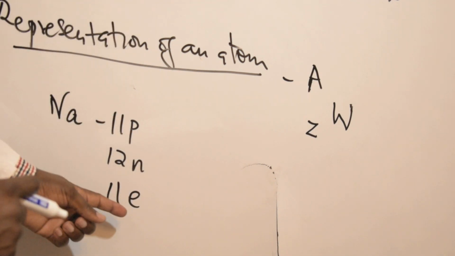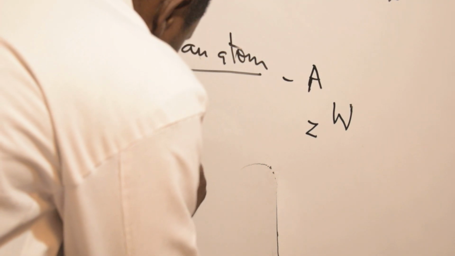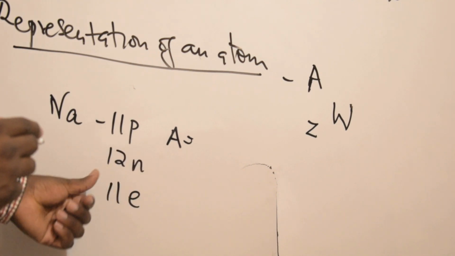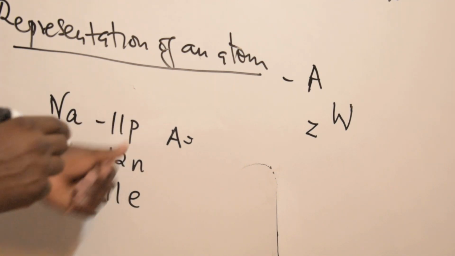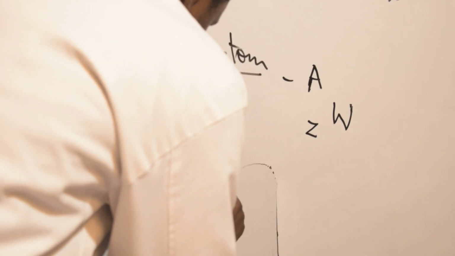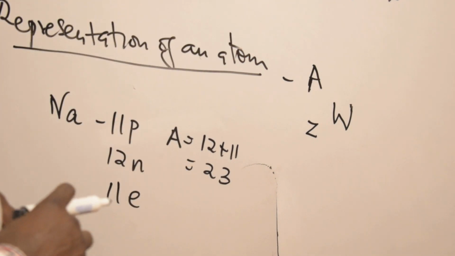Now, if we were to present this, we can present it like this. The mass number of this atom will be protons plus neutrons. This is 12 plus 11, which gives us 23.